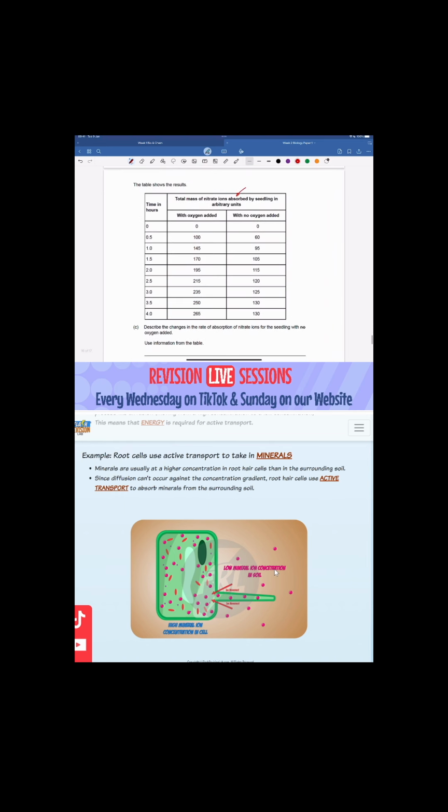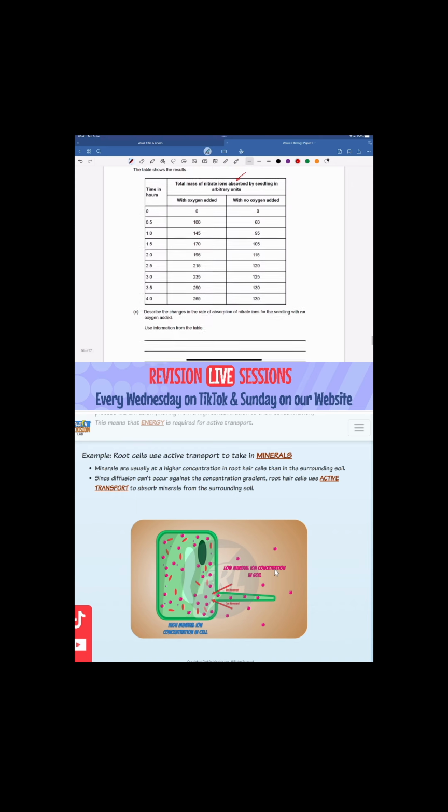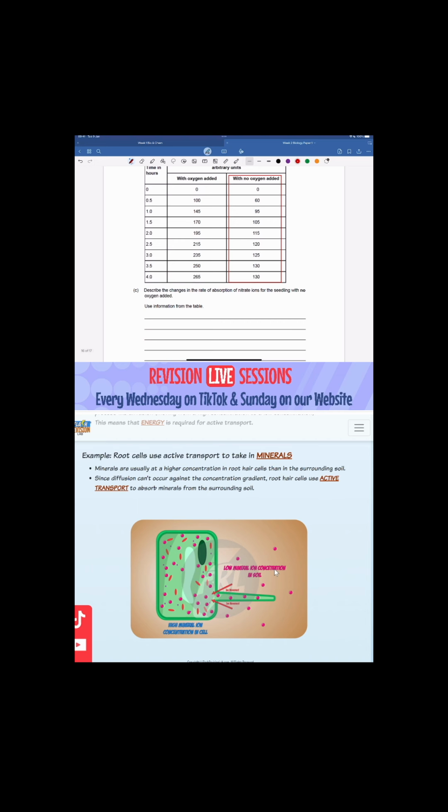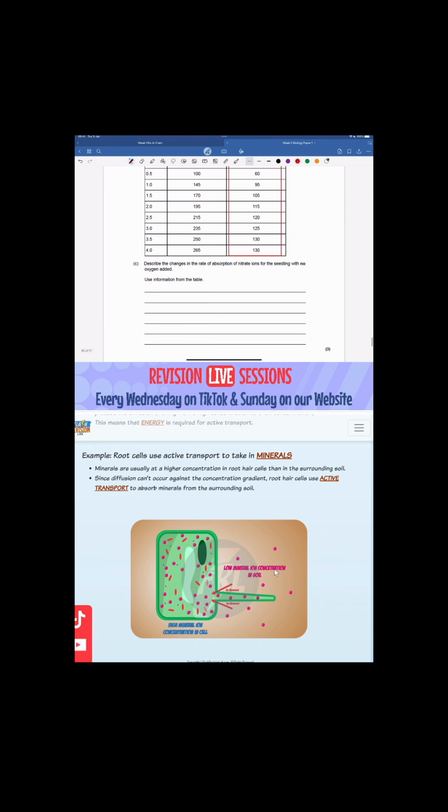So what's happening here? Describe the changes in the rate of absorption for seedlings with no oxygen added. So they're talking about this column here. What is happening here? It's asking to just describe. It's not asking to explain. Just describe. So look at those numbers. What's happening? How many marks? It's 3 marks. So what can you say? You can say it increases initially. Yep. The rate is basically the fastest at the start.